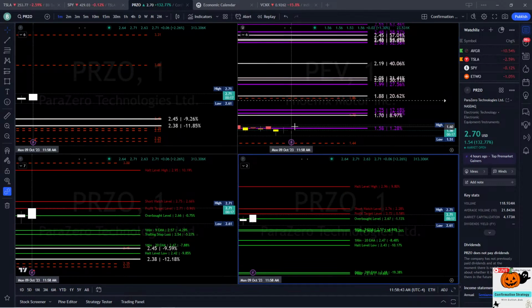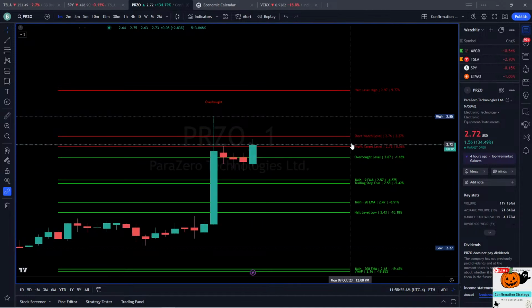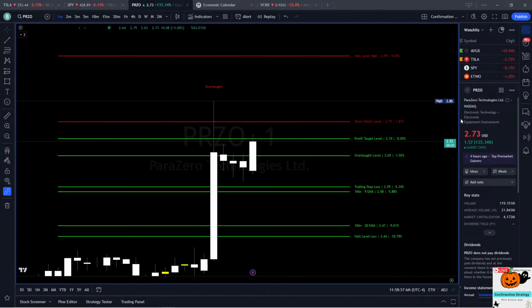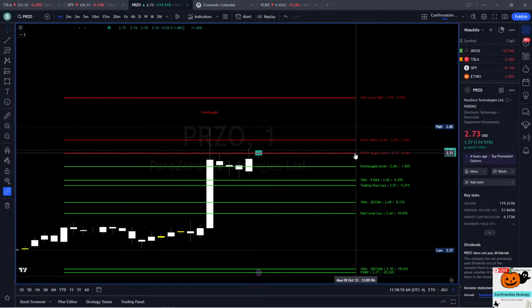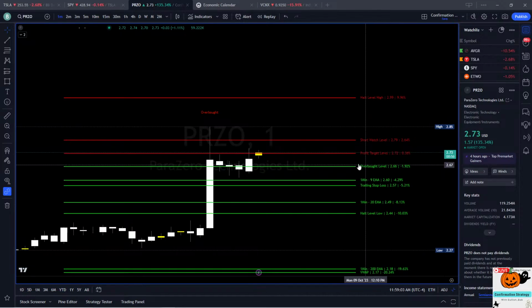HUBC making some noise. There we go. PRZO getting a pop. We've got PRZO getting a pop here in volume. Testing these resistance levels right now. This is moving resistance, basically telling us that it's a little extended. I want to be very careful here.